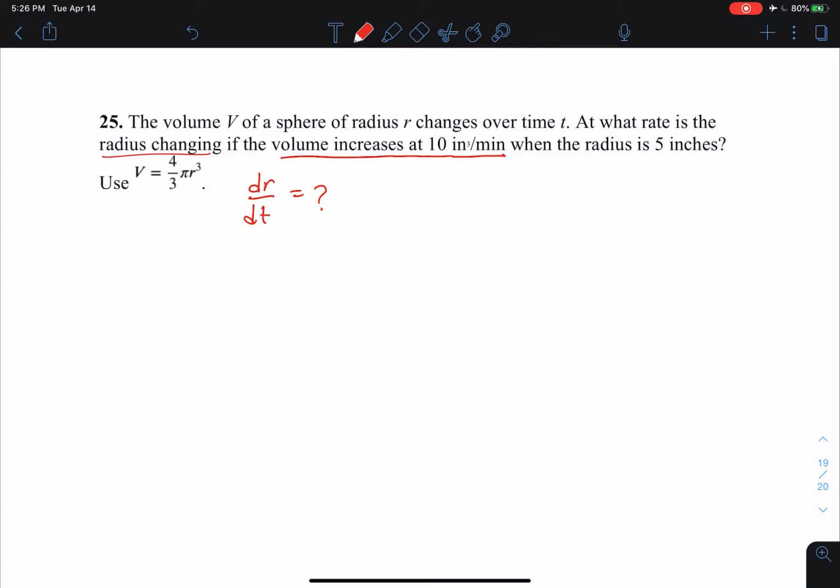So the volume increases. They're giving us another rate. So the volume is increasing. That means that the rate is positive, 10 inches cubed per minute. Oh, and the radius is 5 inches. So notice they didn't say the radius is changing at 5 inches, just the radius is 5 inches. So this is all our information.